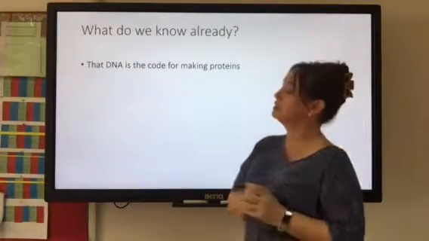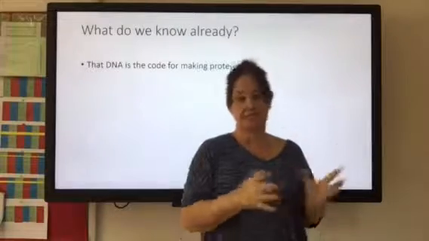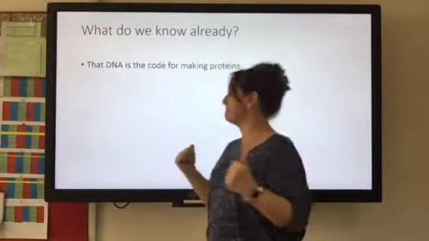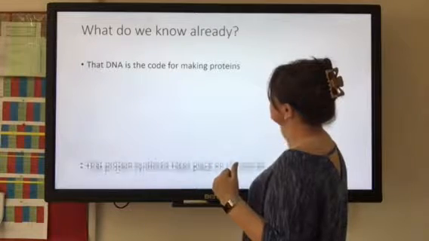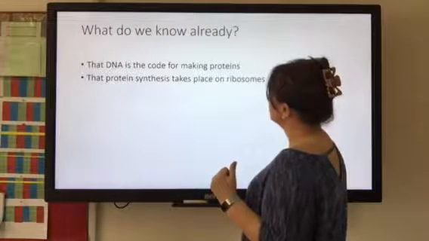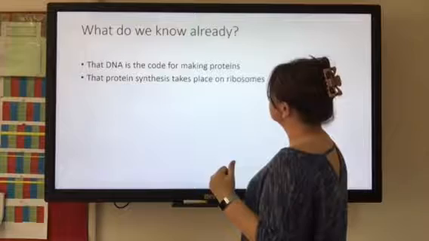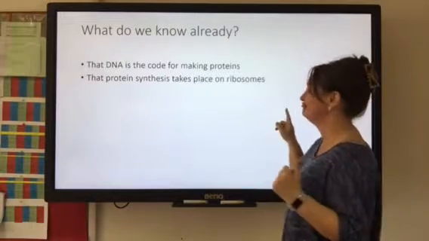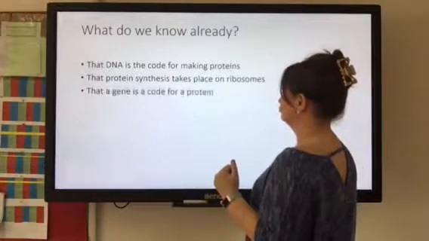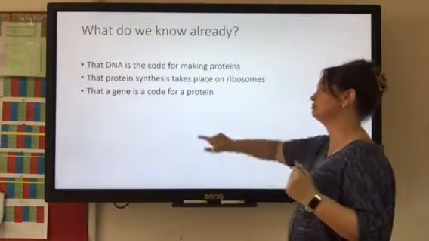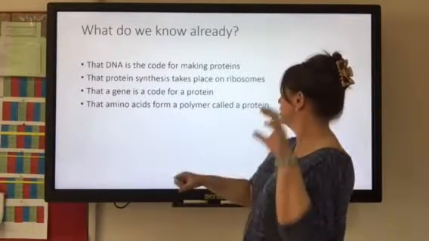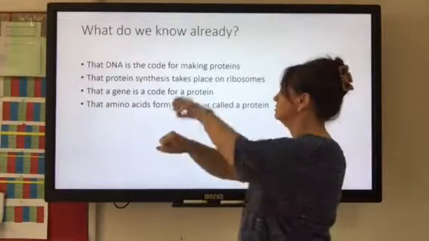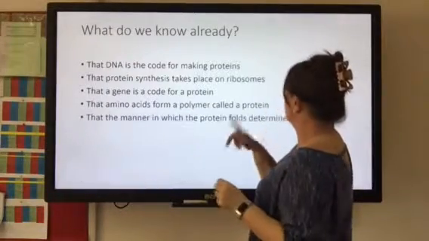Well, we know that DNA is the code for making proteins. We know that DNA isn't just for inheritance and making gametes, that we take the genetic code for each protein from it. We know that ribosomes are the site of protein synthesis and that ribosomes exist in the cytoplasm. We know that amino acids are a polymer of repeating units that make a protein.